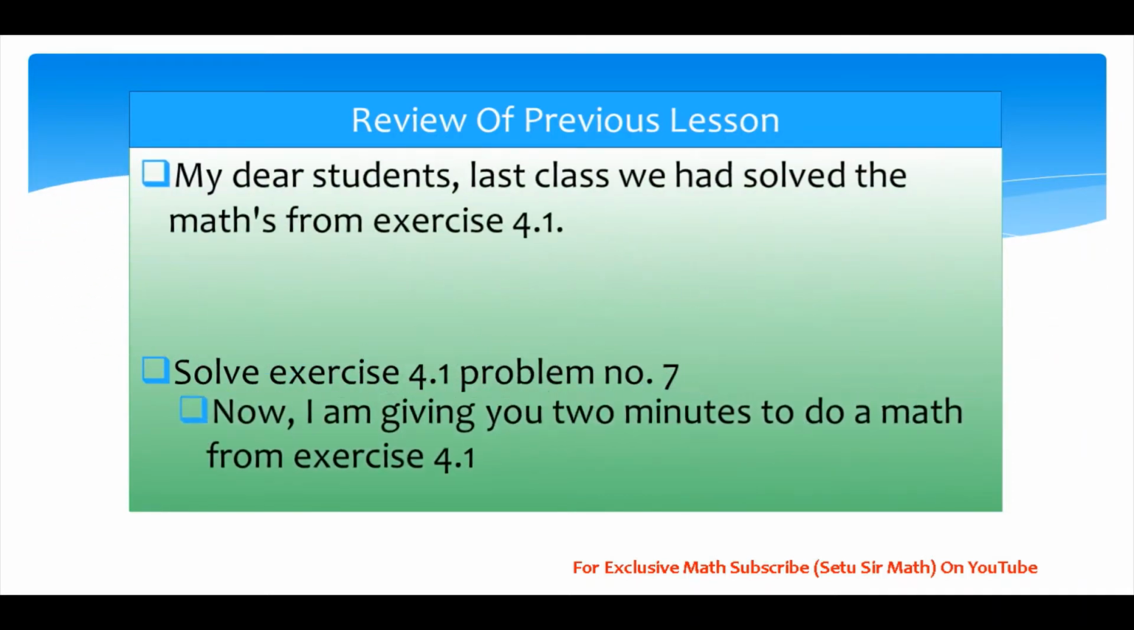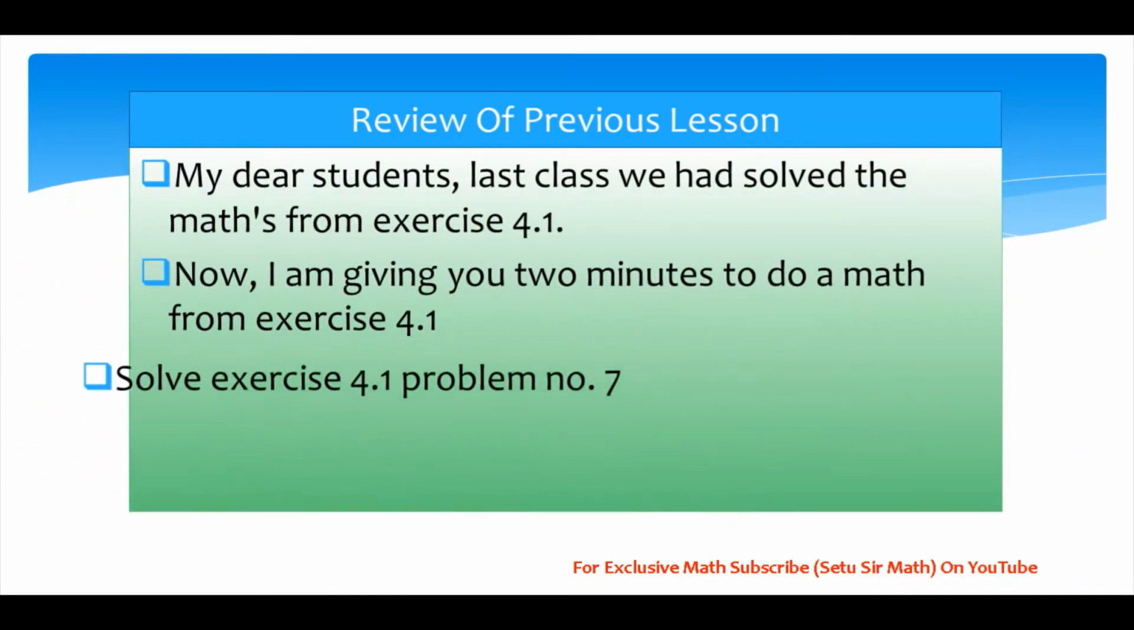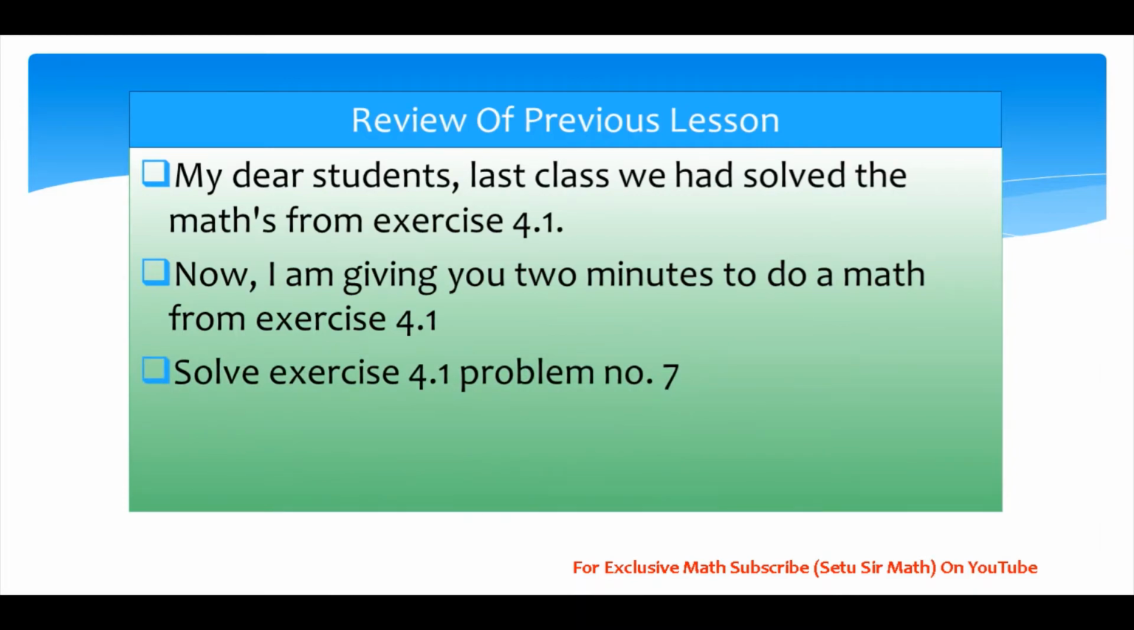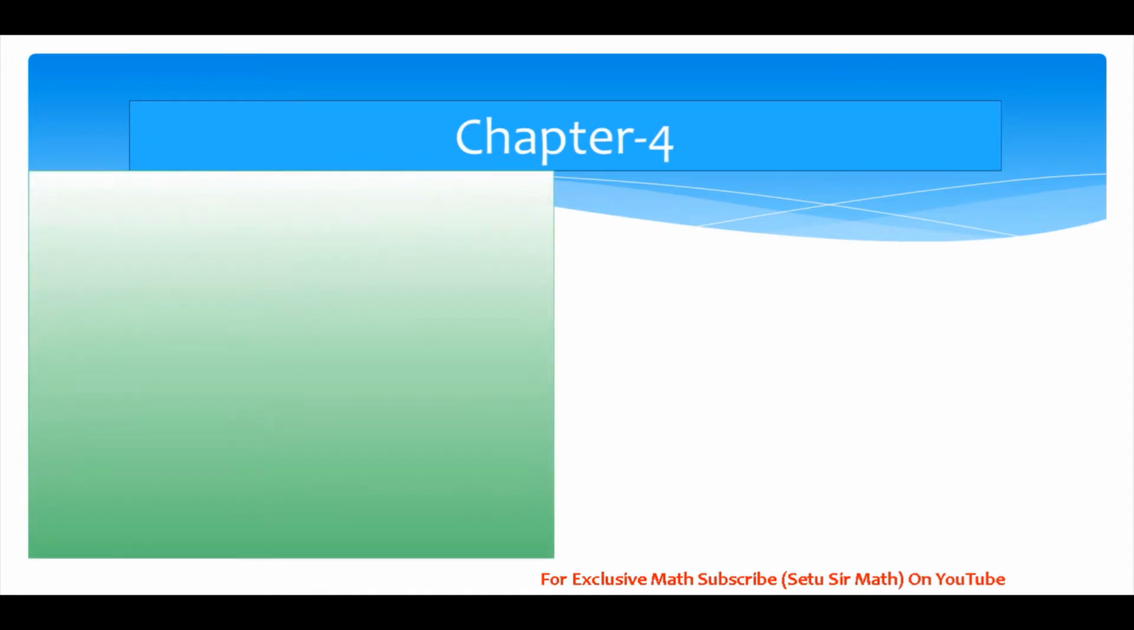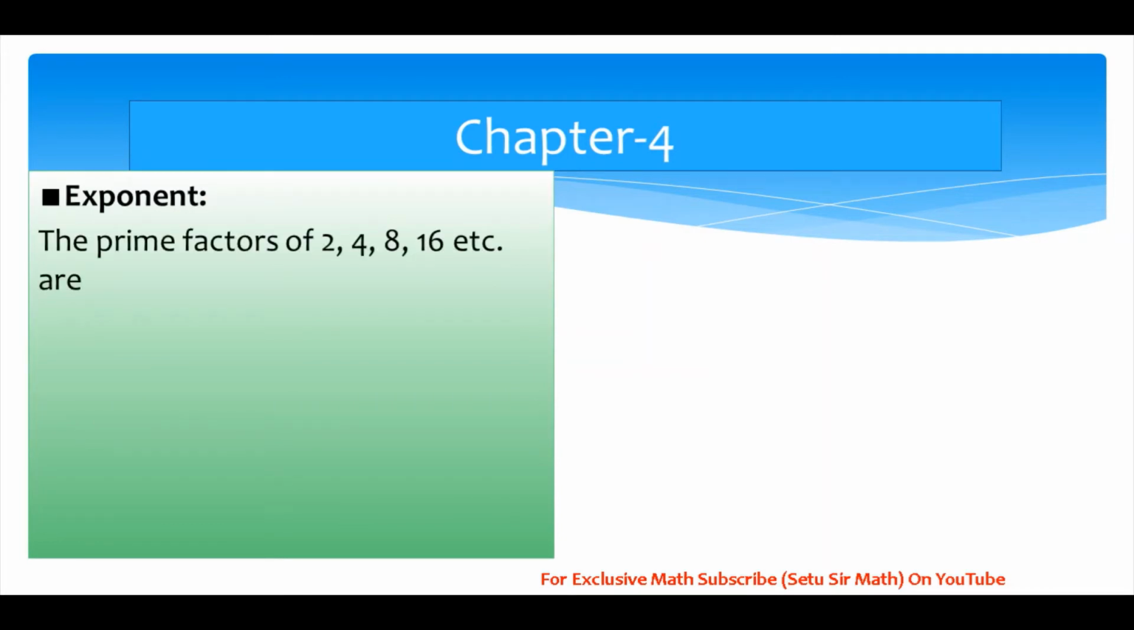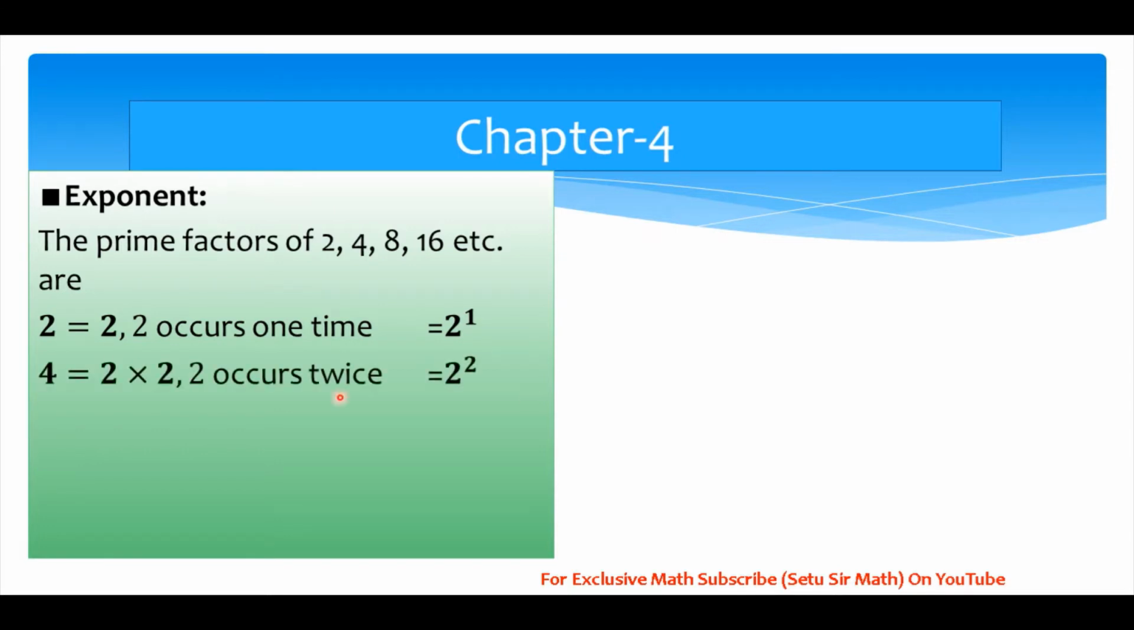So my dear students, have you finished? Let's start the new chapter. Exponent. The prime factors 2, 4, 8, 16, etc. 2 equals to 2. 2 occurs one time. You can see 2 occurs one time in here. 4 equals to 2 multiplied by 2. That means 2 occurs twice in here.